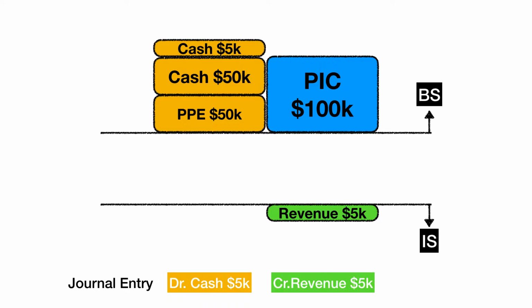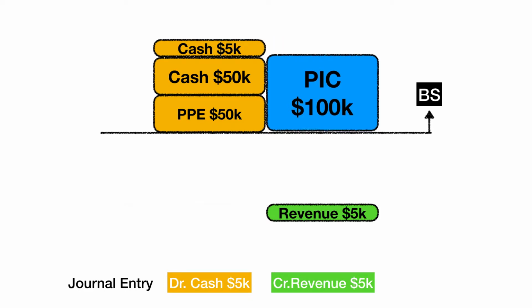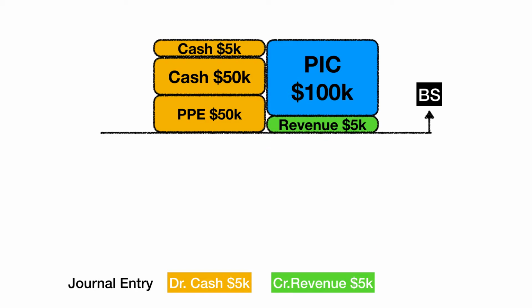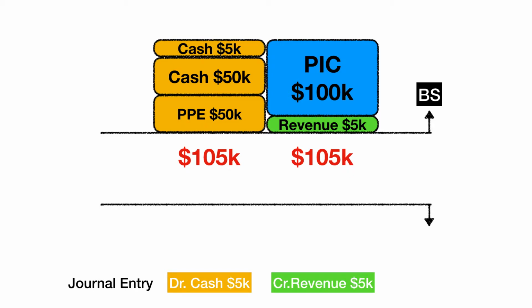Now, we know that the left-hand side and the right-hand side of the BS do not seem to equal. Aren't they supposed to equal? Of course they are, and this is how they equal. If we look at the BS and income statement combined, both left and right-hand side are equal, in this case $105,000 respectively. It is important to understand that the debit side and credit side of the BS and income statement collectively will always be equal.